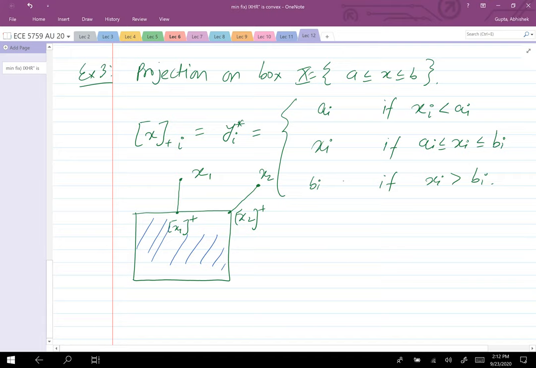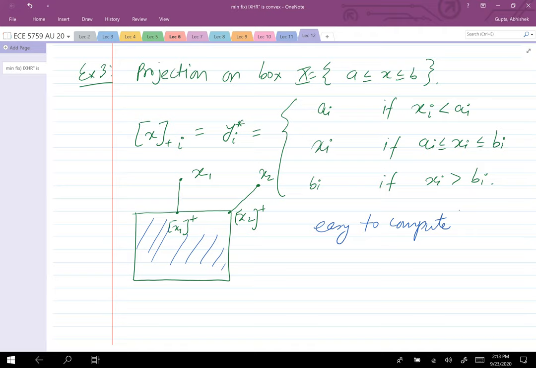Again, my question would be, is this projection operation complicated, computationally challenging, or is it easy to project onto a box set? What do you think? So is this a complicated expression or easy expression? I think it's easy. Easy, right? Yeah. It's pretty easy.